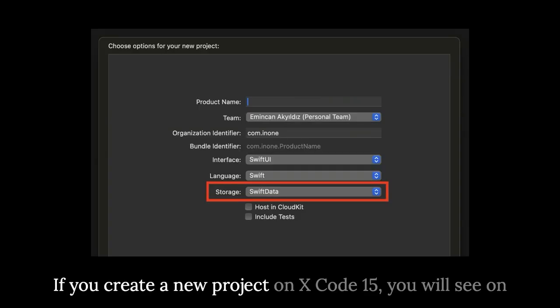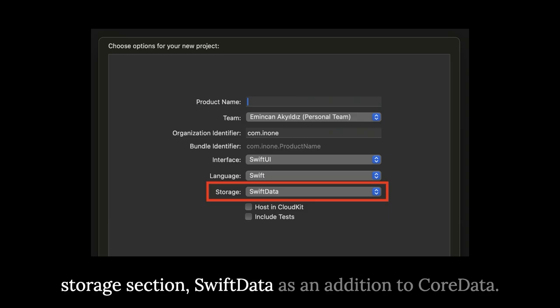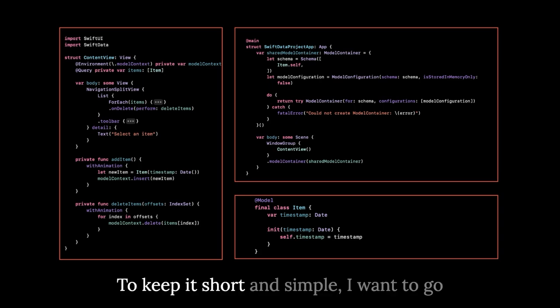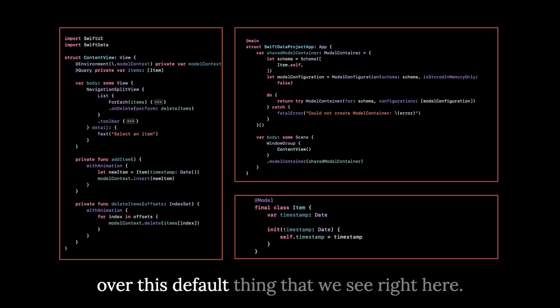If you create a new project on Xcode 15, you will see SwiftData in the storage section as an addition to Core Data. If you choose it and create a project, you will have a default setup. To keep it short and simple, I want to go over this default setup that we see right here.